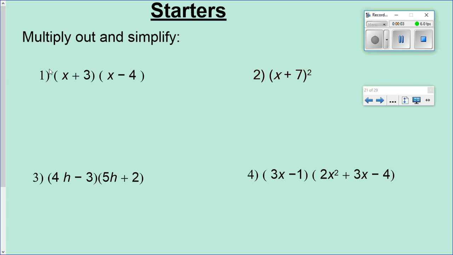Hi guys, so we're just going to continue on with our multiplying out brackets topic. I know it's maybe getting a wee bit boring now, but it's so important for us all the way through National 5 that I really do think we need to spend a long time on it. I'm going to go through the starters in a wee second. As you can see, it's just a revision of all the multiplying out brackets that we have done so far.